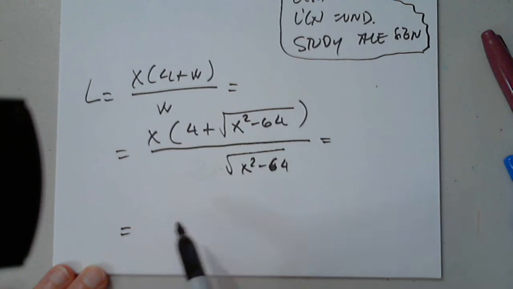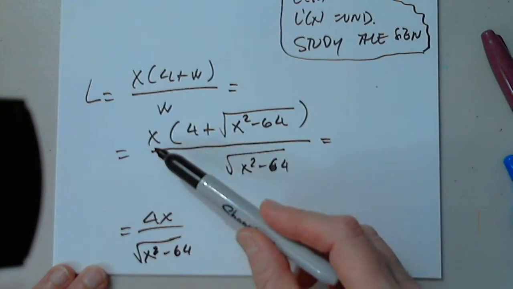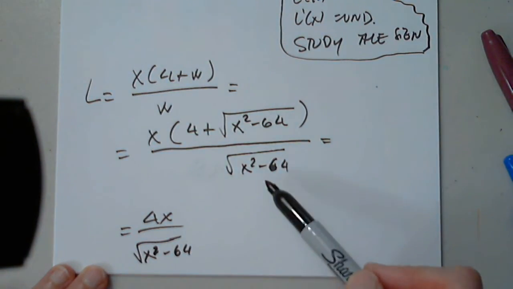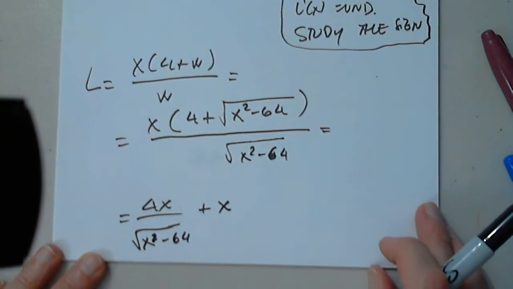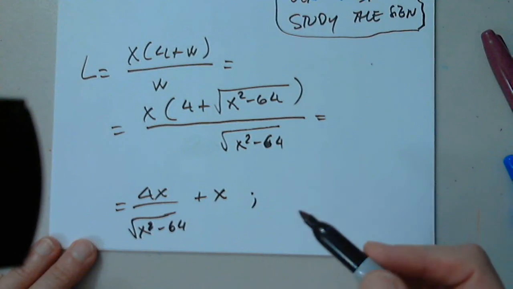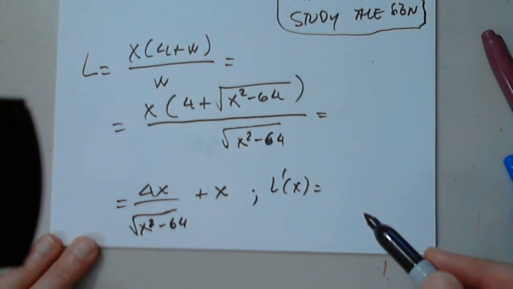So I could change this into 4x over the square root of x squared minus 64. So x times 4 over this, and x times this over this will be plus x. Much nicer. Okay, so this will not take that long.